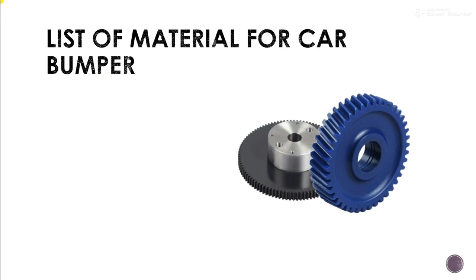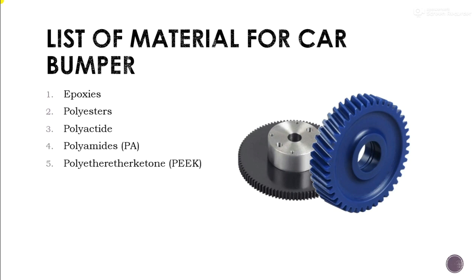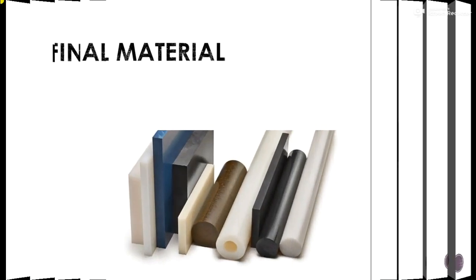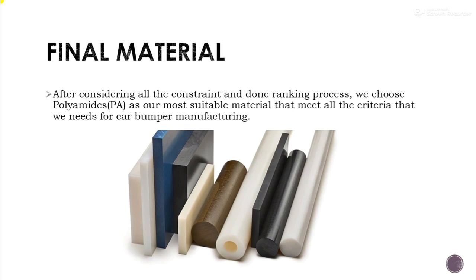For the list of material for car bumper, after we consider the material selection strategy, we found that the best material is in the polymer family, which is firstly epoxies, second polyester, third polyethylene, fourth polyamide, fifth PEK, sixth PET, and lastly POM. After considering all the constraints and done ranking process, we choose polyamide as our most suitable material that meets all the criteria that we need for car bumper manufacturing.